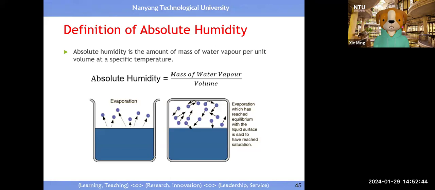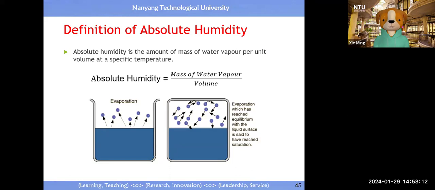But this number is not intuitive. If, let's say, you go inside a room, we may feel it is humid or not humid, but our brain cannot relate such a feeling to this number. So this does not help us to interpret. This is why later on we will see another definition, which is relative humidity.